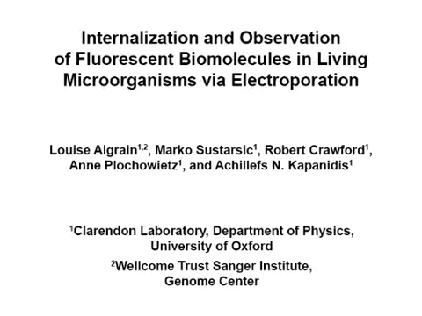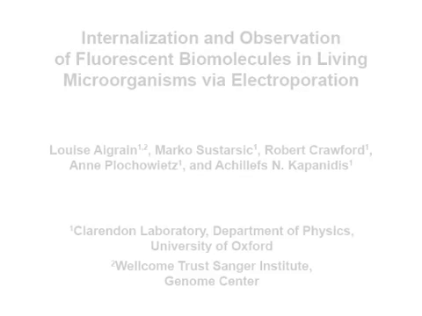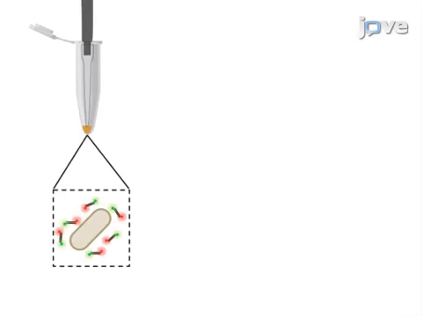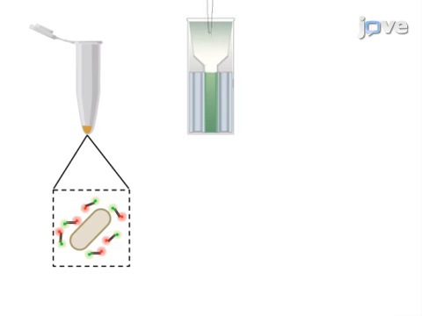The goal of this procedure is to internalize and visualize biomolecules such as DNA or proteins labeled with organic fluorophores inside living microorganisms using a method based on electroporation. This is accomplished by first incubating electrocompetent cells with fluorescently labeled biomolecules, before transferring them into an electroporation cuvette.